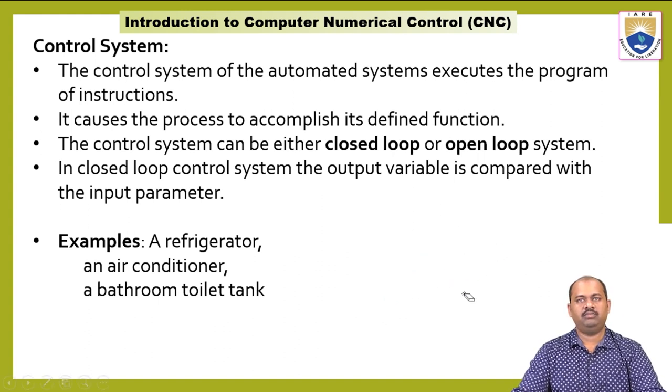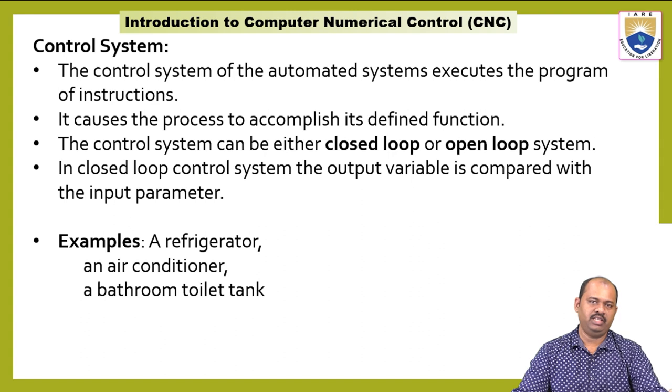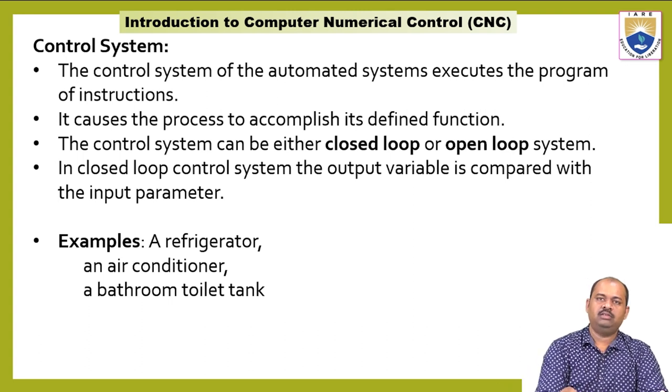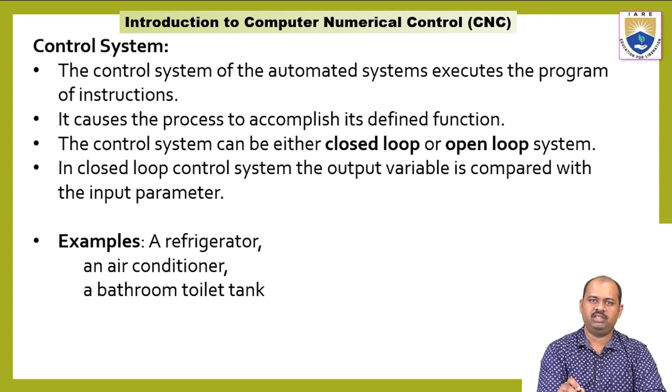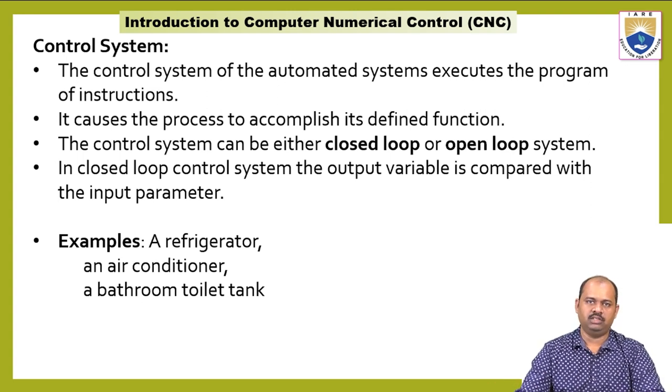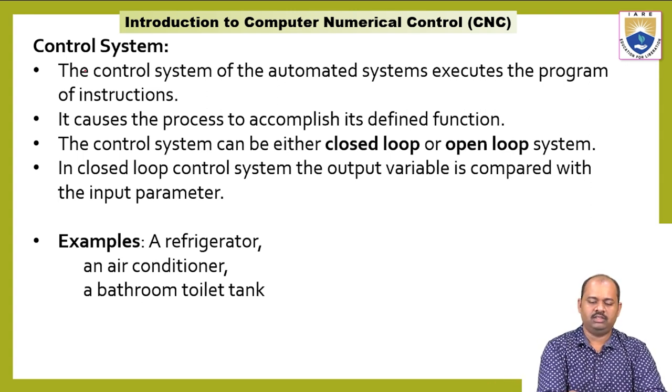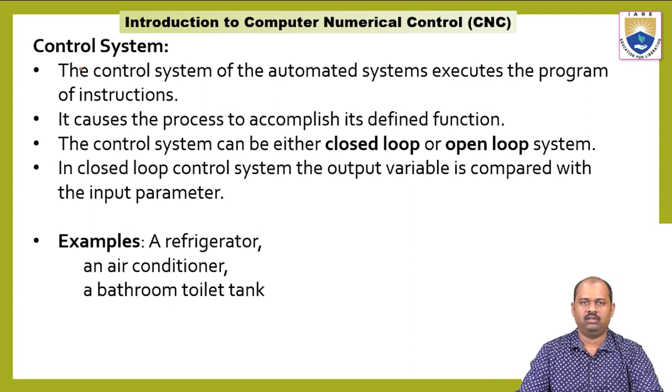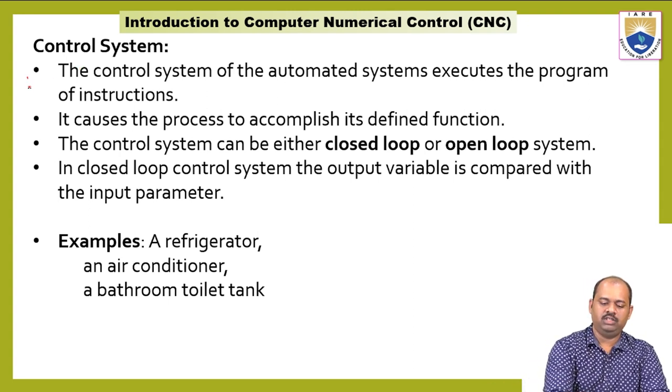Generally, the control system is an automated system that executes the program of instructions. In the second stage, we have given a set of programs for each step of the manufacturing process. Each step of the program should be executed by this control system. So this control system is like a CPU, which will control all the remaining parts of the manufacturing system. We can simply call this control system the brain of the human body. Okay, this is very similar to the human body.